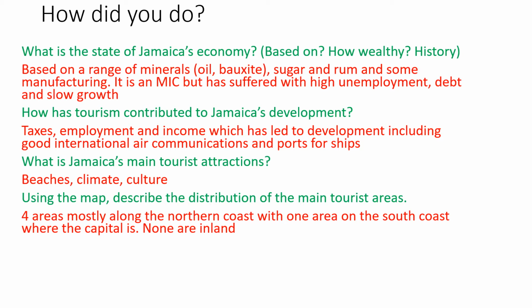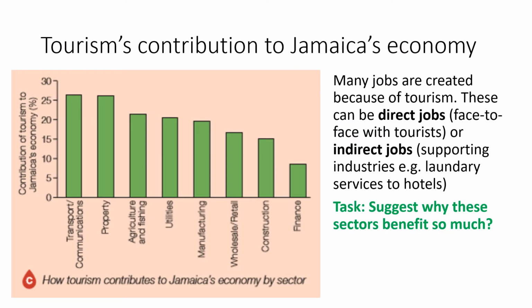Okay, using the map, describe the distribution of the main tourist areas. The 4 areas are mostly on the northern coast, with 1 area on the south coast, which is where the capital of Kingston is. None are inland. Those are the kind of things that you probably should have written. You may have said along the northern coast, on the west and the eastern sides, and a bit more central as well. You could have added that into your answer. Okay, so that's a bit of an intro to Jamaica's economy.